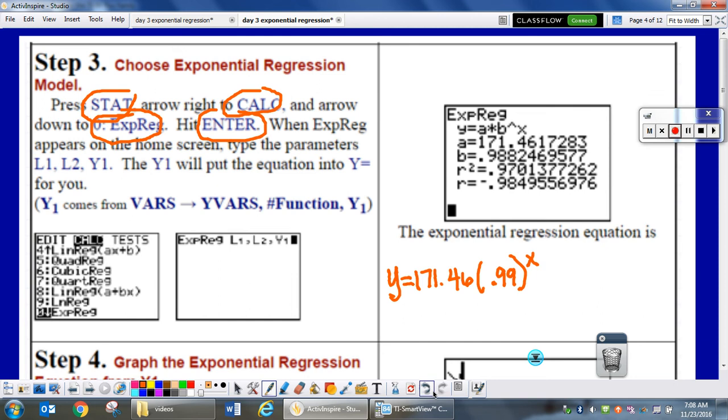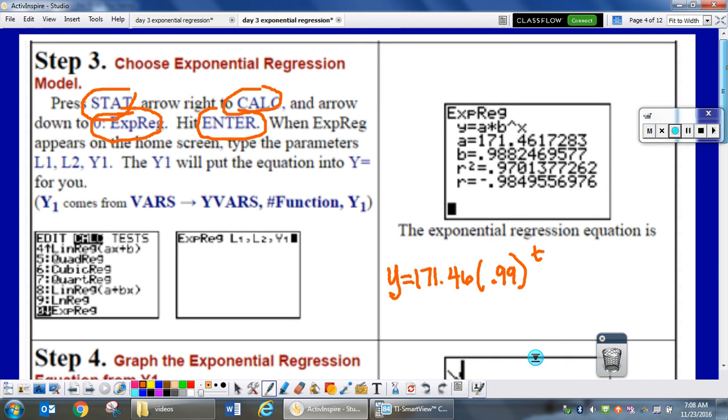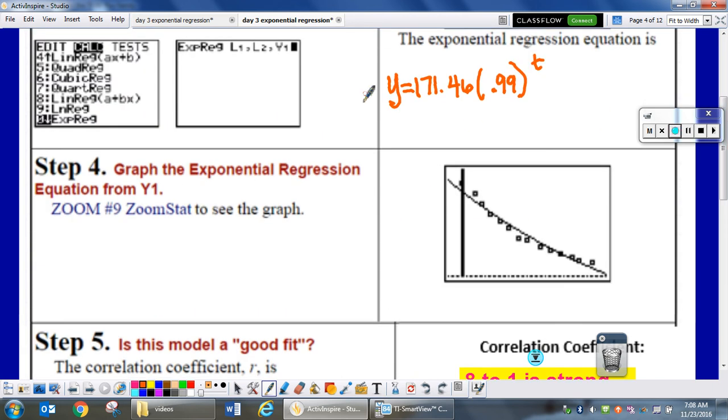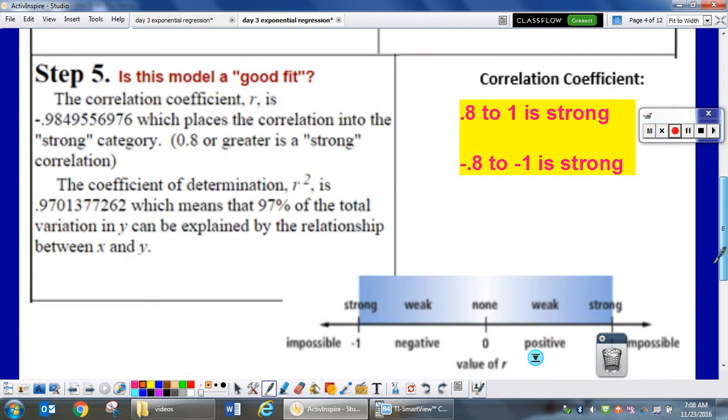And then to the X power, or actually they asked for the T power. Okay? If you wanted to graph that equation, you could just put your estimated value into the y equals, and you would see that that hits most of your points. It's probably the best fit for it. And then you need to decide if it's a good fit.